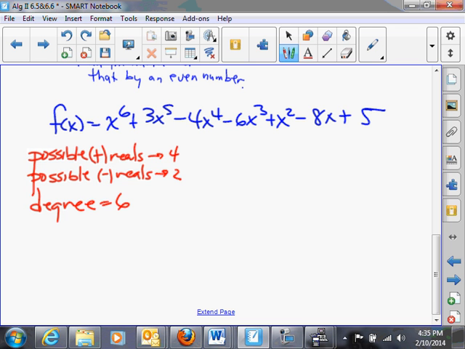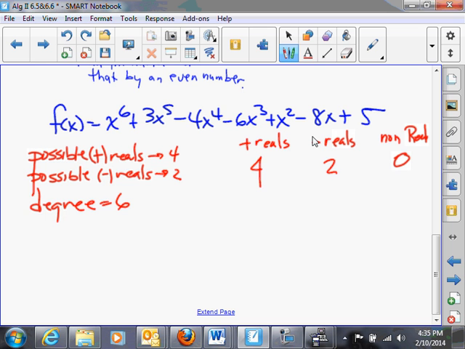Now, what we do is we'll make a chart, okay? So the possible positive real zeros, the possible negative real zeros, and the non-real zeros. Now, if we have 4 positive real zeros and 2 negative real zeros, we will not have any non-real zeros because there's a total of 6 zeros, degree 6.